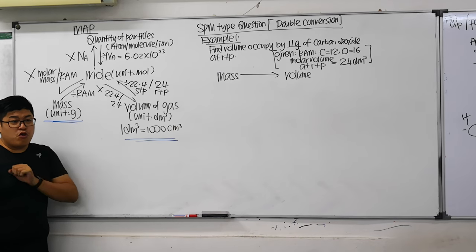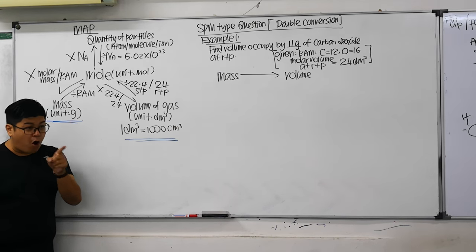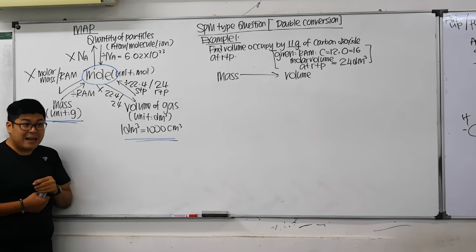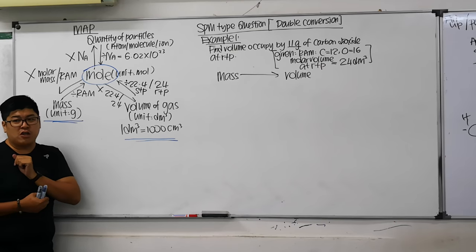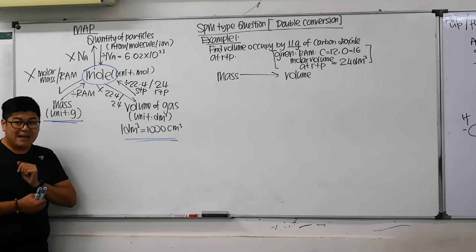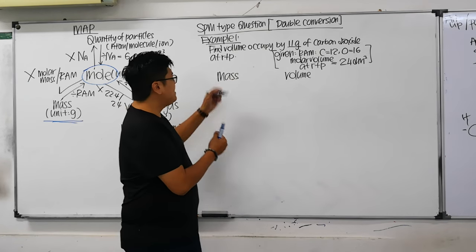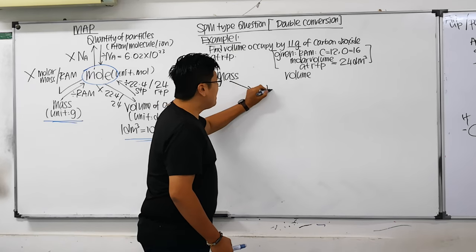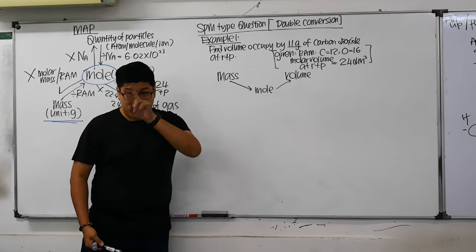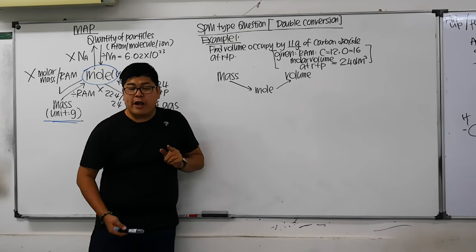So whenever you don't know what to do, you find the mole first. Why? Mole is the midpoint. When you are in the middle, you can go any place you want. Clear? So this is the most important concept you must know in chemistry calculation. Always find the mole first. So what should you do? Don't do this. You should change the mass to mole first, then only mole to volume. Here, can you see you do calculation two times? That's what you call double conversion.